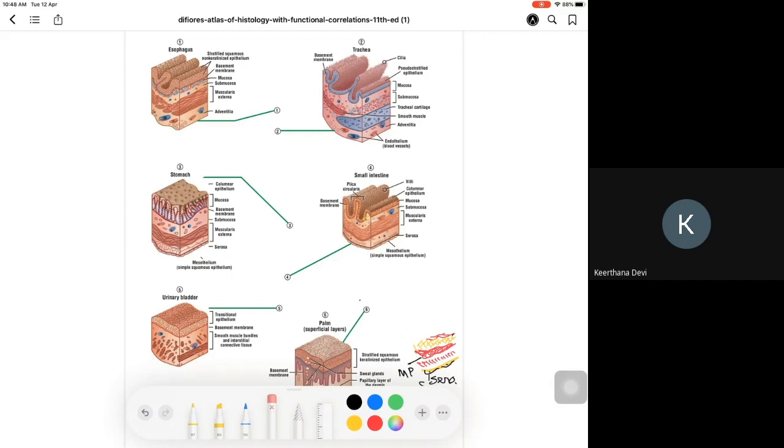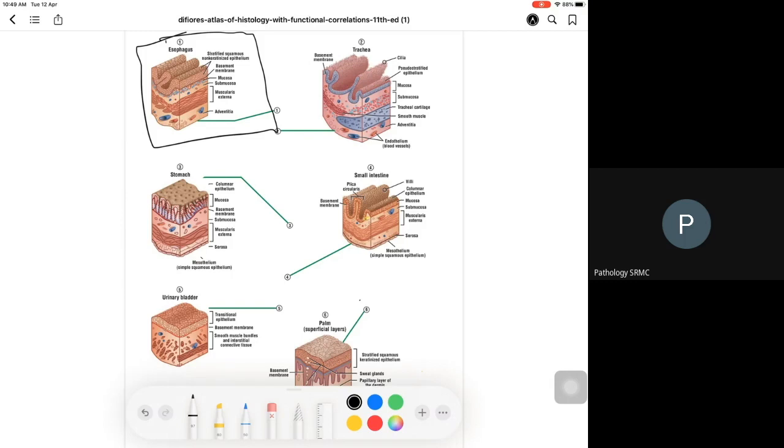I want you all to read what are all the labels and what are all the structures here. So let us start with Abhijit. Abhijit, you start with the first one. Read all the labels and let us see whether you understand what the labels are. Read, Abhijit. Yes, sir. Sir, first one, esophagus, sir.